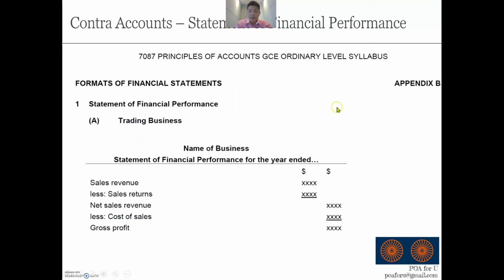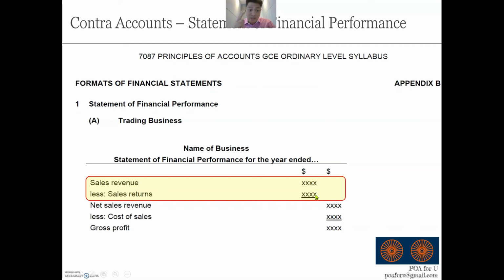Right, so next, in your syllabus outline, and you could Google this, whether it's O or N level, you would see in the appendix of your syllabus outline the format for financial statements and many more useful instructions. So please go look at those. You would see that sales revenues and sales returns are on opposite sides, but grouped together to get net sales revenues. So it's always sales revenues less sales returns. These two items are the first two lines of your statement of financial performance.